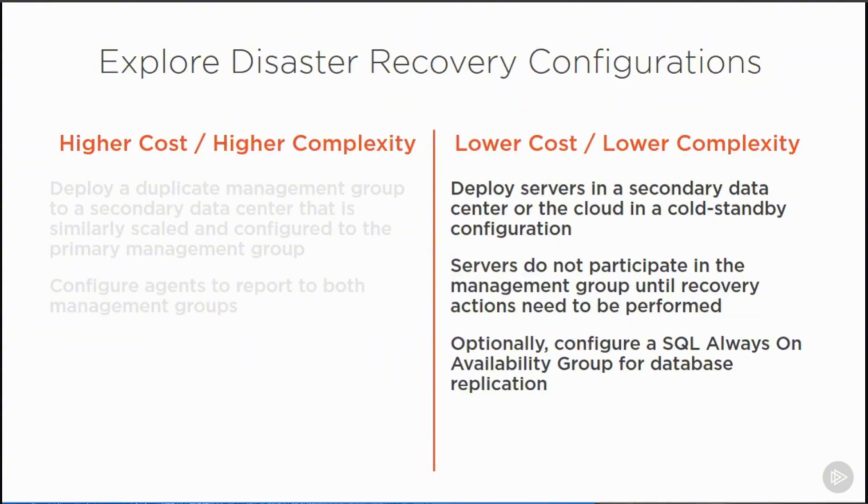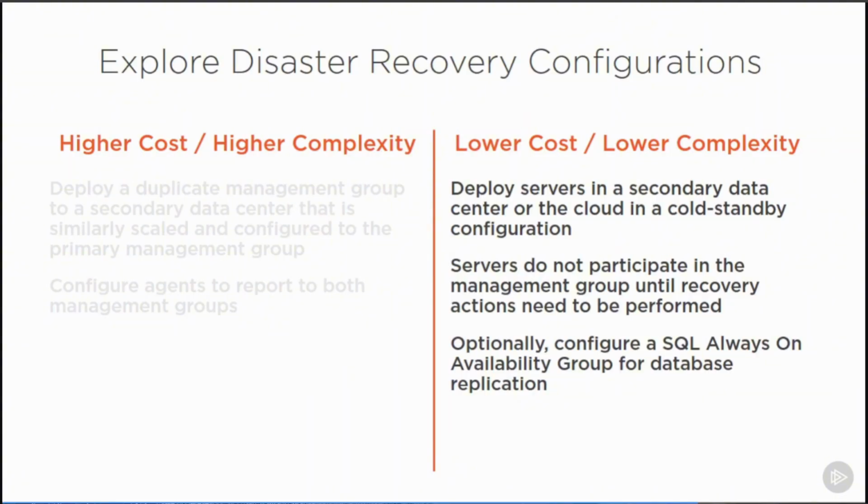configuration. This approach involves deploying servers into a secondary data center or into the cloud in a cold standby configuration. If you're using a cloud like Microsoft Azure, you could spin up new virtual machines when the disaster happens and begin that process of recovering them. These servers are not going to participate in the management group until any recovery action needs to be performed. So whether it's physical servers in a secondary location or cloud-based servers, they're not actually doing anything really until that disaster occurs in your primary site.